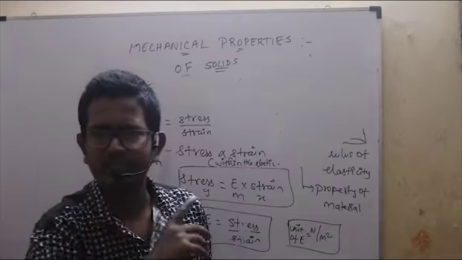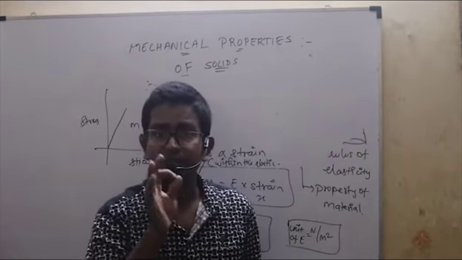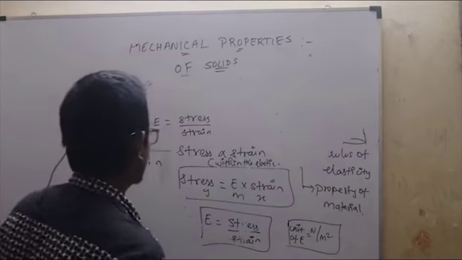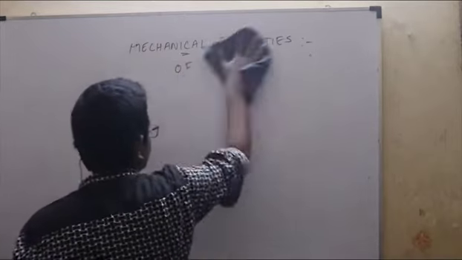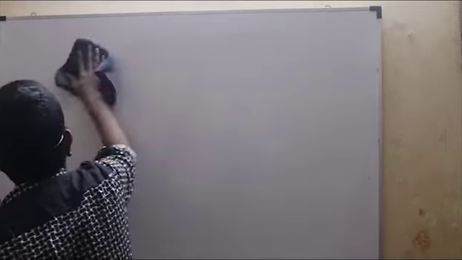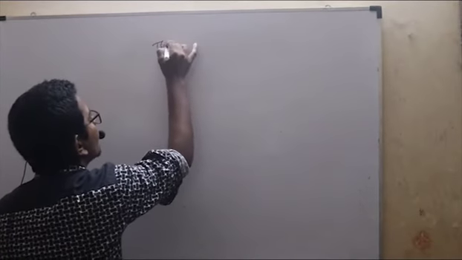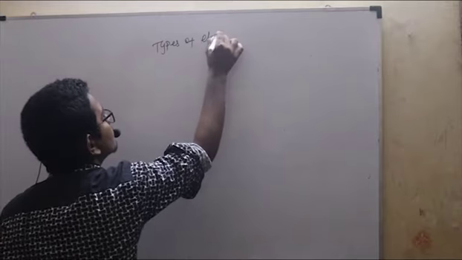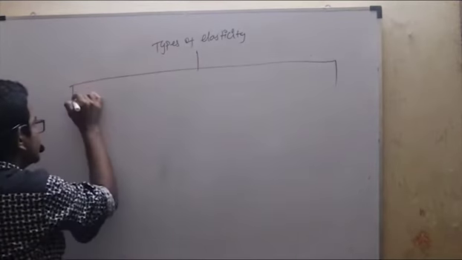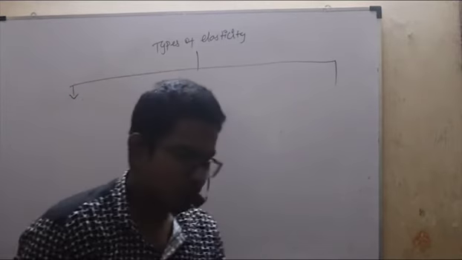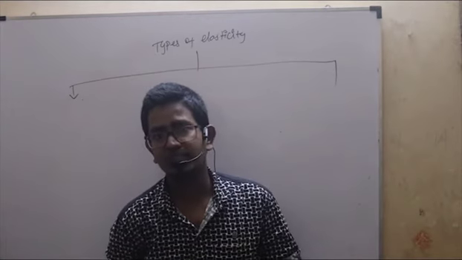As we studied 3 types of stress, as we studied 3 types of strain, like the same now we are going to study about 3 types of elasticity. Types of elasticity. First one. So, what is the formula of the elasticity? Elasticity is nothing but it is the ratio of the stress to its strain.